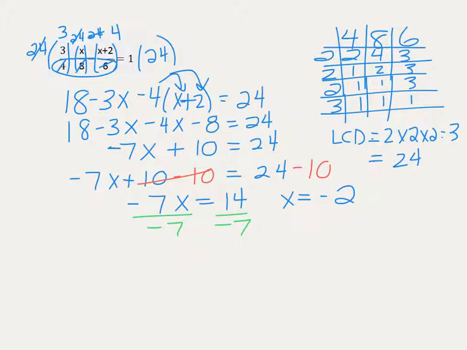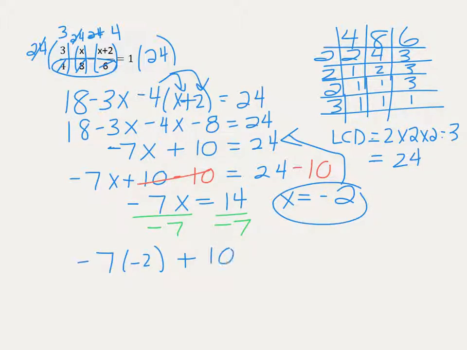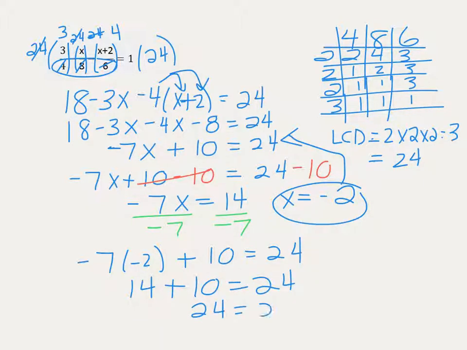Now, to substitute that back in, we don't have to go up to that original equation again. Let's go to the simplified version after we eliminated the fraction. So we have negative 7 times negative 2 plus 10 is equal to 24. That gives us 14 plus 10 is equal to 24. 24 is equal to 24. We have verified that x is equal to negative 2. That is our solution.